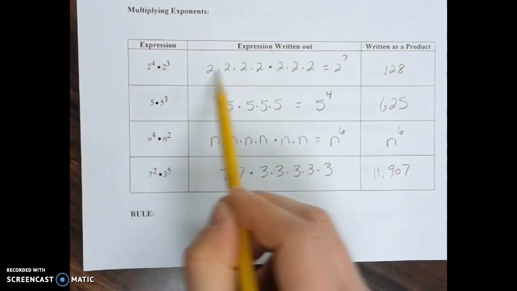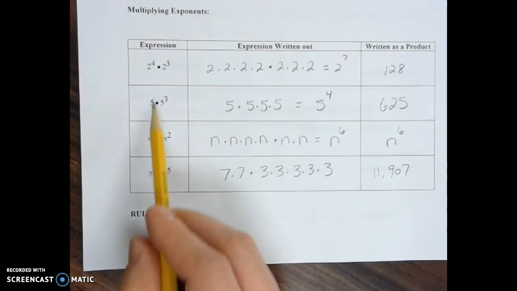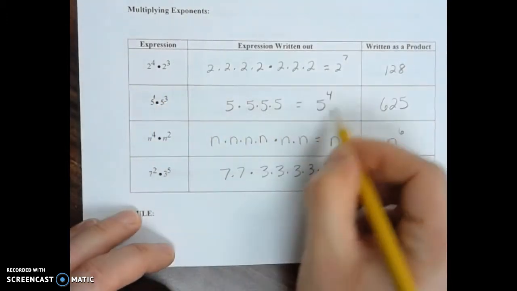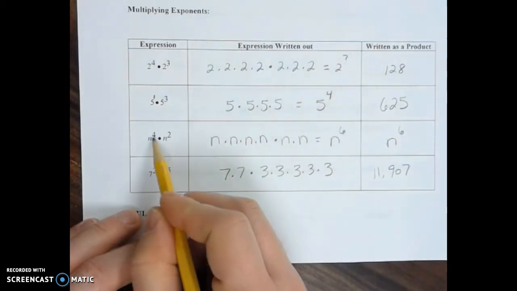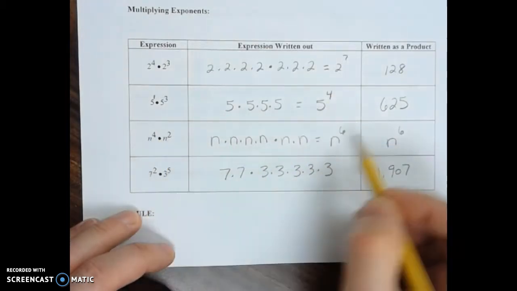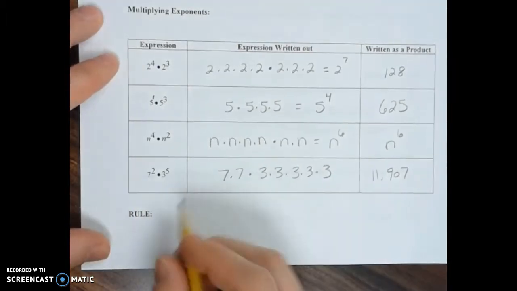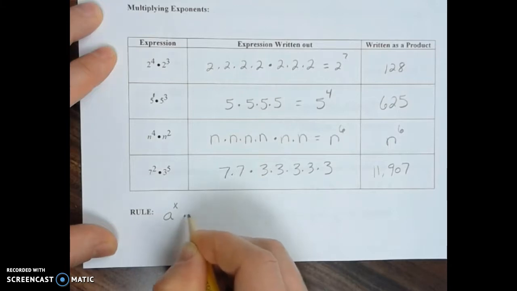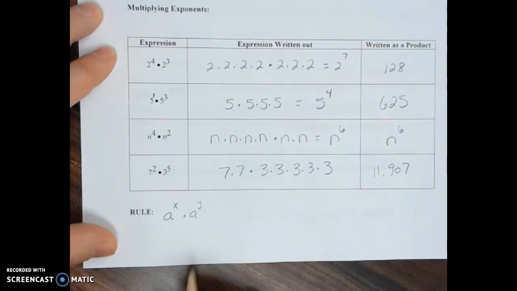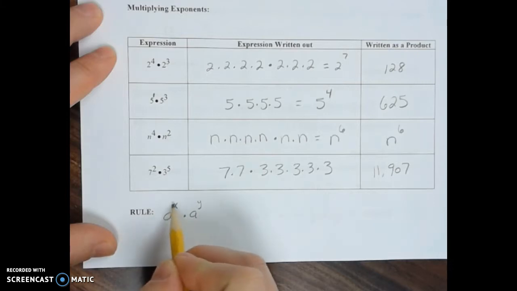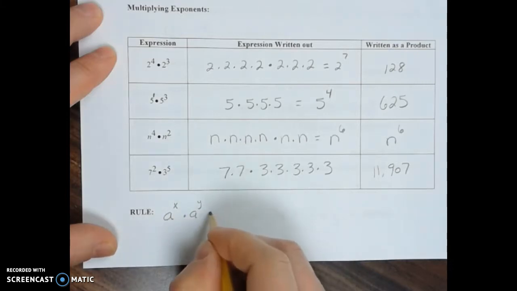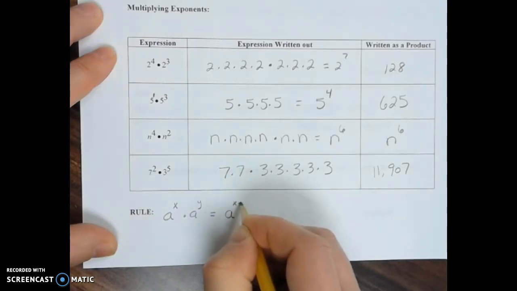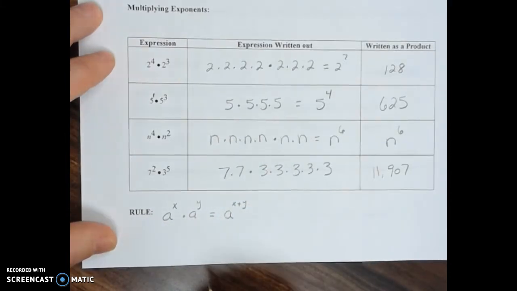And so the rule that we can observe by looking at this: when I expand my exponents, 2 to the 4th times 2 to the 3rd was the same as 2 to the 7th. 5 to the 1st power times 5 to the 3rd is 5 to the 4th power. n to the 4th power times n to the 2nd power was n to the 6th power. So if I have two bases that are the same, and I'm multiplying them together, base of a, exponent of x, exponent of y, I can rewrite that as the same base, and I'm just going to add the exponents together: a to the x plus y power.